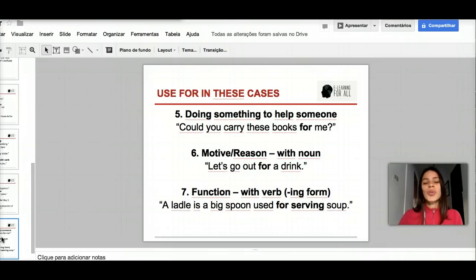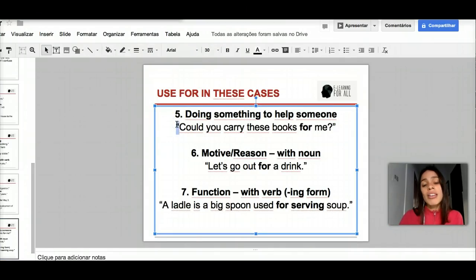I think this rule is really related to the rule about benefit. When you do something to help someone, you're benefiting that person, right? So, when you're doing something good to someone, to help someone, you're going to use the preposition for. Could you carry these books for me? Could you do something to help me?